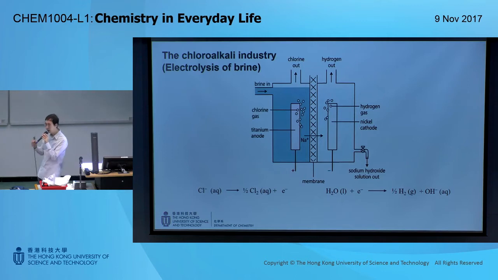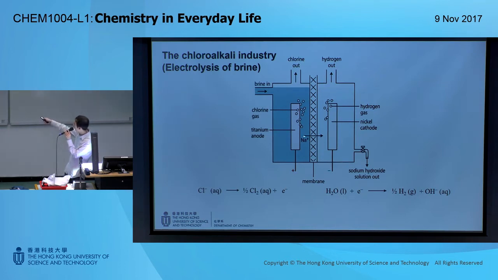The membrane is there to prevent the gases from mixing. You see, both sides are producing gases. If we don't separate them, then we are going to get a mixture of hydrogen and chlorine, and that mixture is explosive, which means that if you don't separate, then your factory won't last very long. It will blow up very soon. So you have to separate these two parts so the gases don't mix. But the membrane is permeable to ions. So water molecules or small ions can flow through the membrane, but gases do not pass.